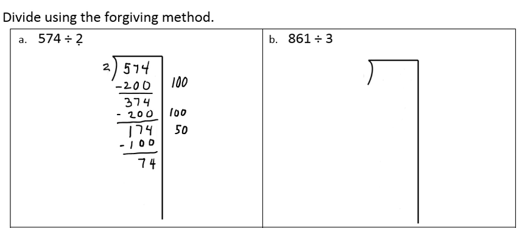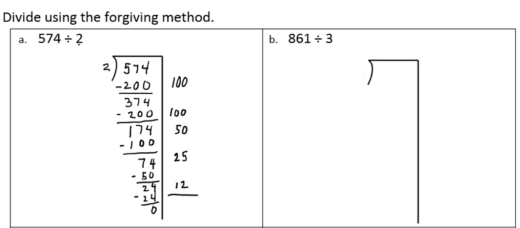I'm just going to continue with numbers I'm comfortable with. Let's see, I know that 2 times 25 is 50. I'll subtract that, and I have 24 left, and I know that 2 times 12 is 24. I've taken all the groups of 2 out of 574 that I can.